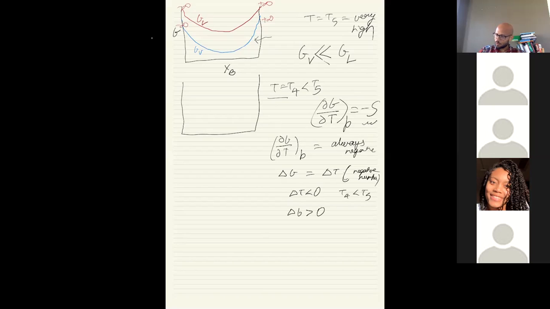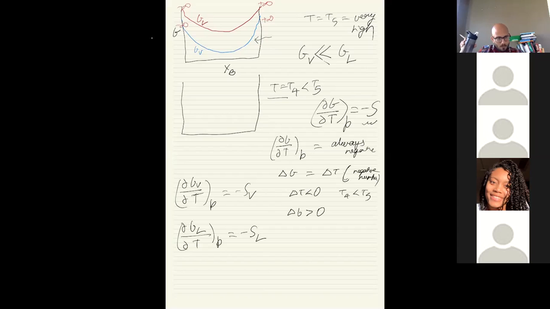Now, the other question is which one will go up more? We know that partial GV by partial temperature at constant pressure is equal to minus SV. This is vapor. And partial GL by partial temperature at constant pressure is equal to minus SL. Both of these entropies are positive, so the slope is negative. As you decrease the temperature, the free energy goes up. Which one will go up more, vapor or liquid?